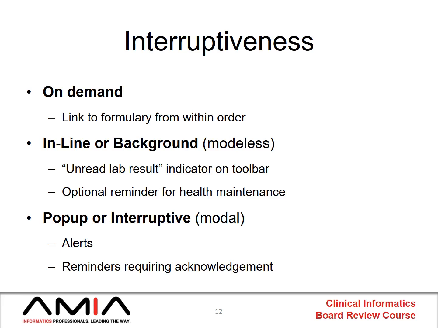We talk a lot about the degree of interruptiveness. Is this, again, on demand? For example, maybe within your order composers you have a link to the formulary that the user can click on as a quick reference material, but they're not required to.